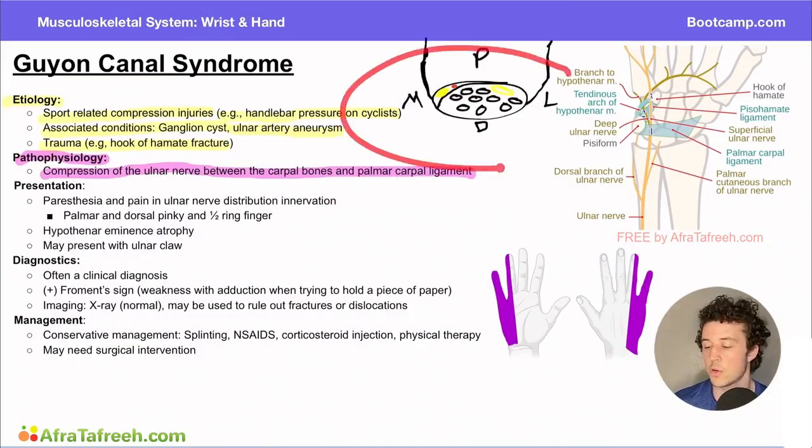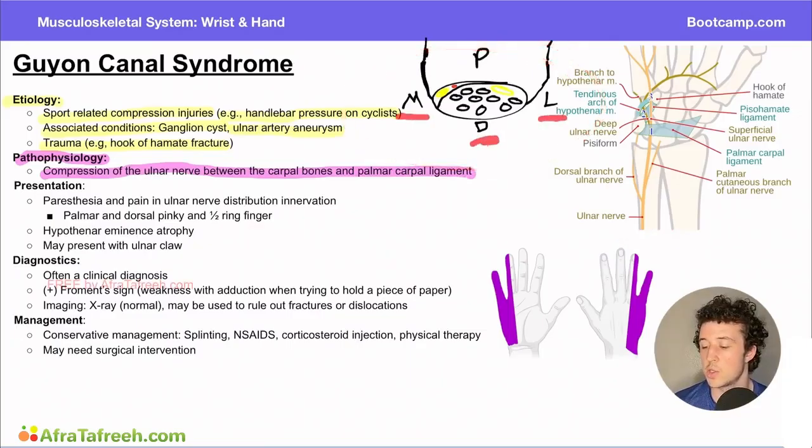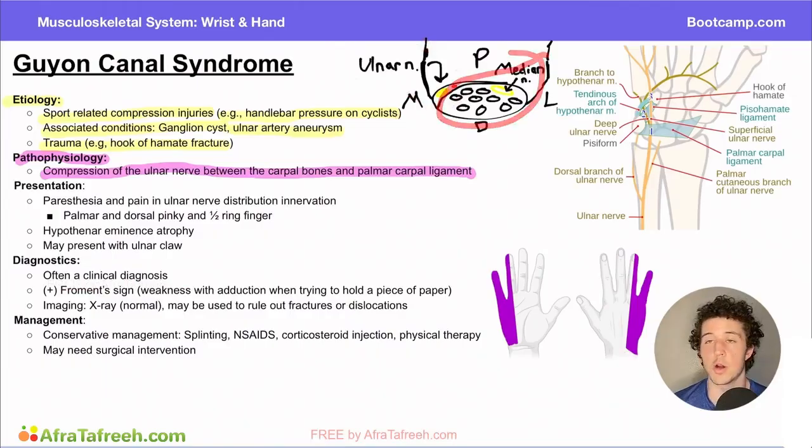So I've sketched in a little cross section of the wrist here. So this is the medial side and the lateral side, and this is the dorsum of the wrist and the palmar aspect of the wrist. And so we can see that the ulnar nerve here is running through the Guyon canal, where the median nerve is running in the carpal tunnel. So they're not in the same tunnel, but they do share similar pathophysiologies in that they are compression of the nerve by the ligament involved or nearby structures.